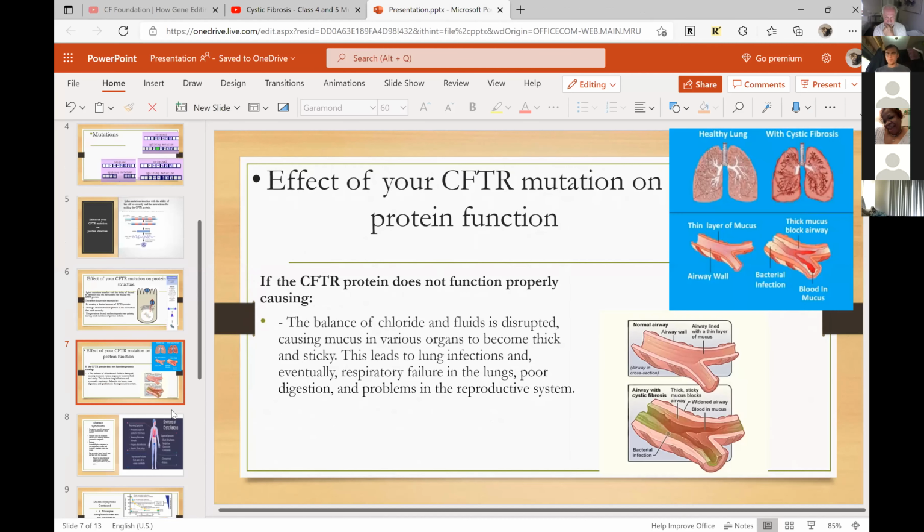So the effect of your CFTR mutation on protein function. If the CFTR protein does not function properly, it causes an imbalance of chloride in fluids, causing mucus in various organs to become thick and sticky. This leads to lung infections and eventually respiratory failure in the lungs, poor digestion, and problems in the reproductive system. And this video shows a little bit of that.